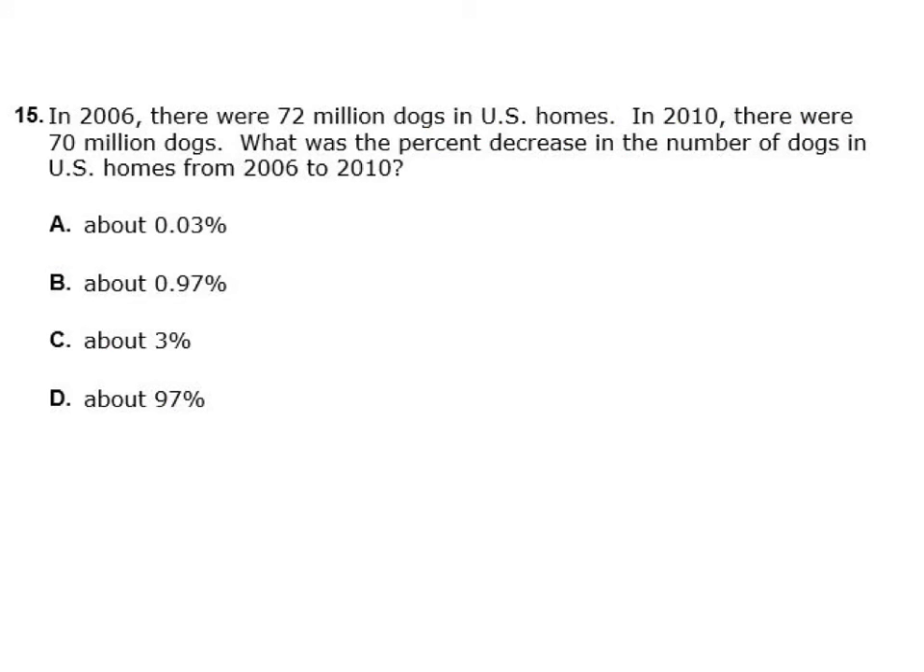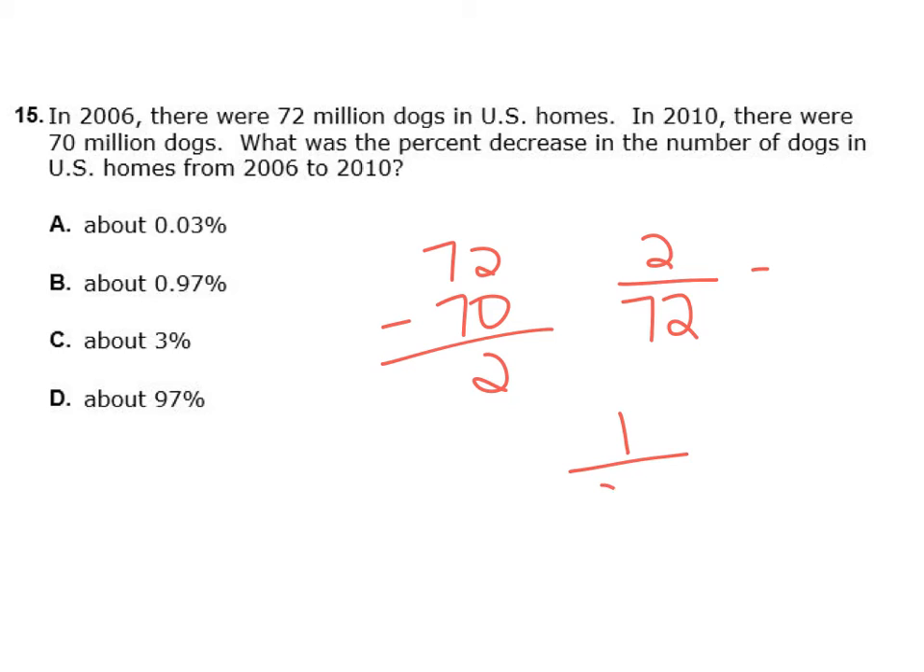Number 15. In 2006, there were 72 million dogs in U.S. homes. In 2010, there were 70 million dogs. What was the percent decrease in the number of dogs in the U.S. home from 2006 to 2010? So I'm going to find the difference. So now difference over original. Oops, original 72. Okay, and then we need to simplify it, so it's 1 over 36.